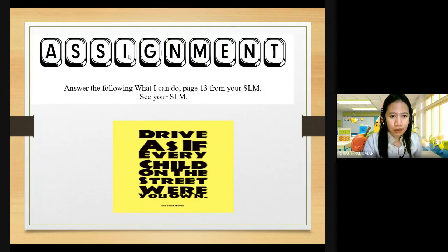So let me end this lecture with a quote: Drive as if every child on the street were your own. Okay, so do not forget to always make sure that we have safety and follow the rules and procedures in our traffic, to save lives.